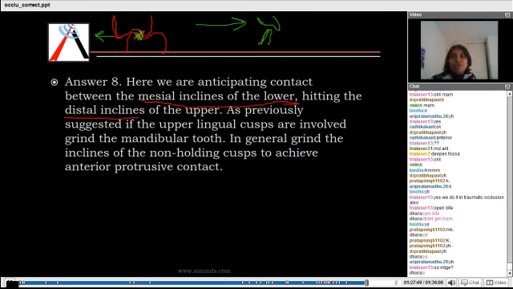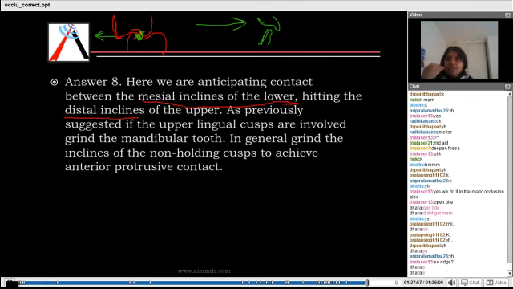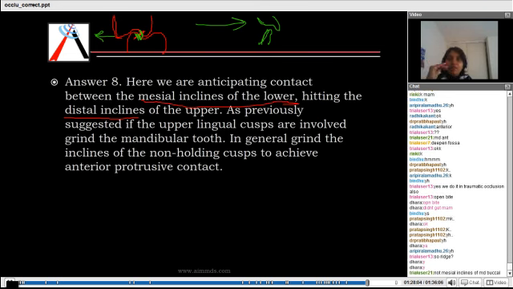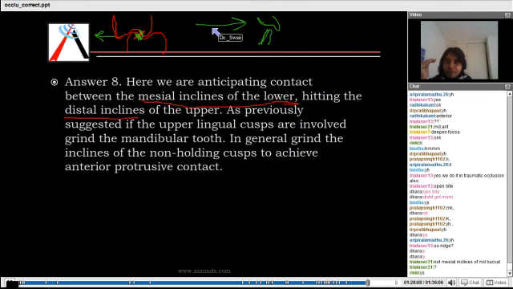See how you will find which cusp is interfering? You will be using articulating paper. It's not that all the cusps are interfering, right? You will be using articulating paper to find out where the cusps are interfering, asking the patient to make the protrusive movement. Wherever there is interference, you will get a mark. What is MD buccal?